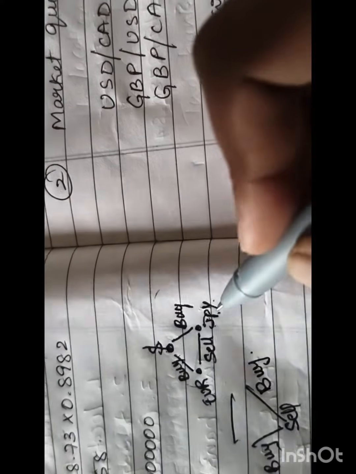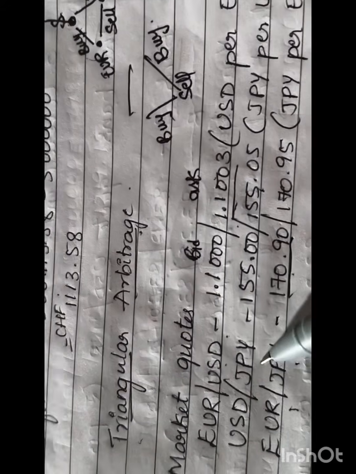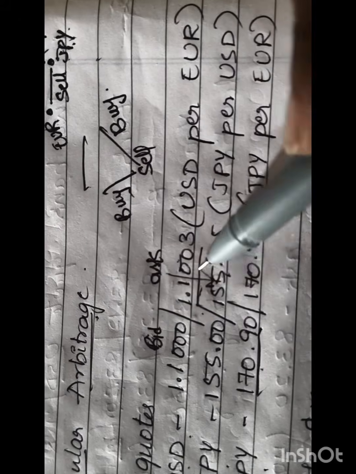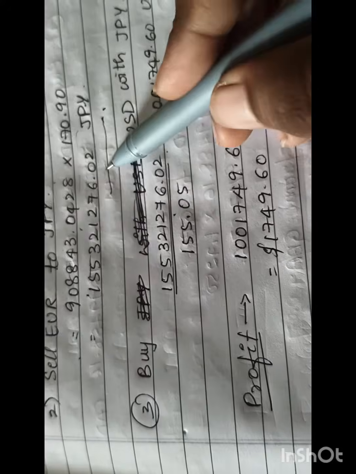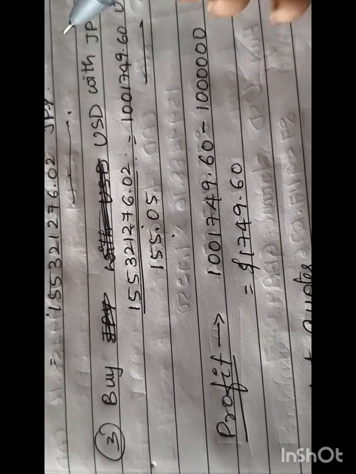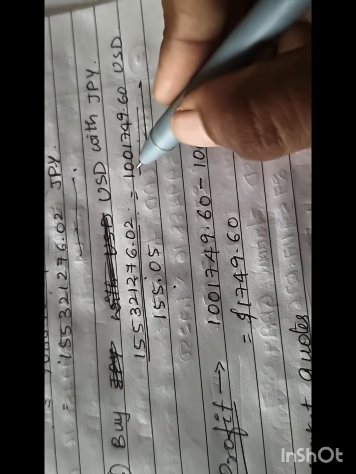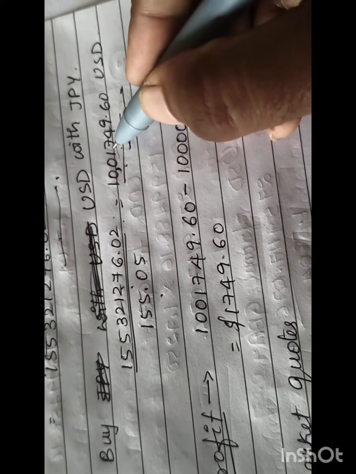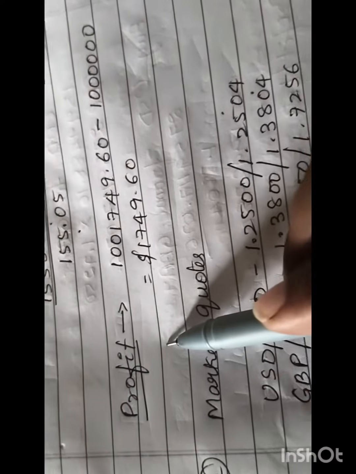Again from JPY we need to buy back the dollar. So divide. See, JPY in connection with the dollar. Again we are buying back, so I use the ask price 155. When buying I divide. Whatever the currency I got, JPY, divide by 155.05. I got US dollars. Previously I had dollar 10 lakh in the problem. Now I got 10 lakh 1,749. Calculate the profit.